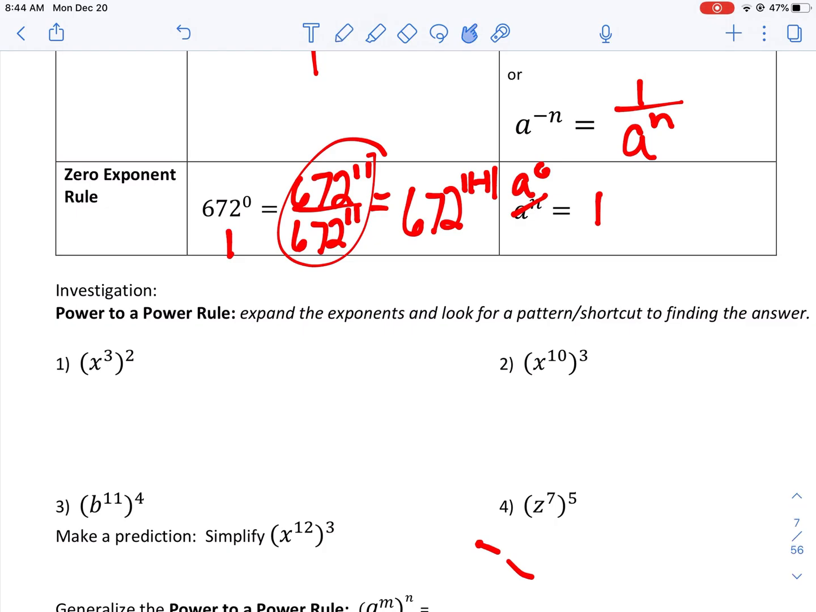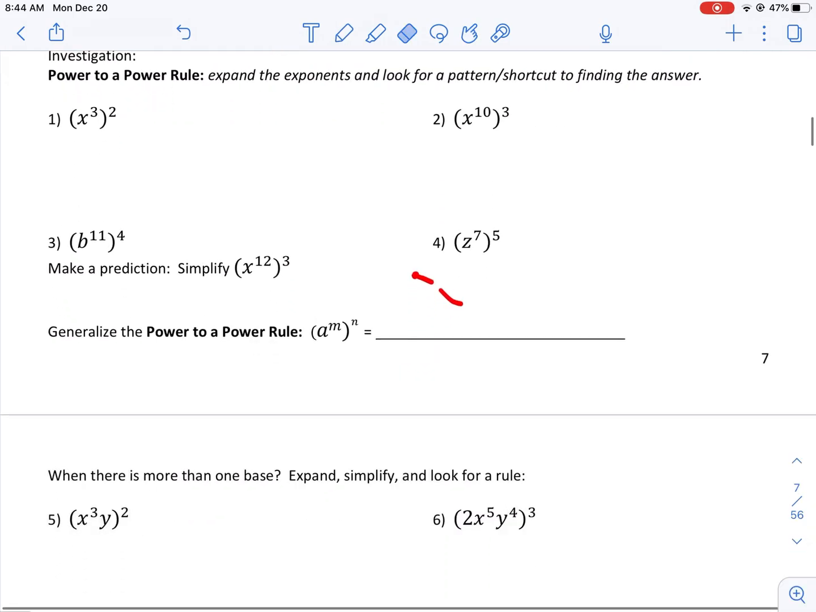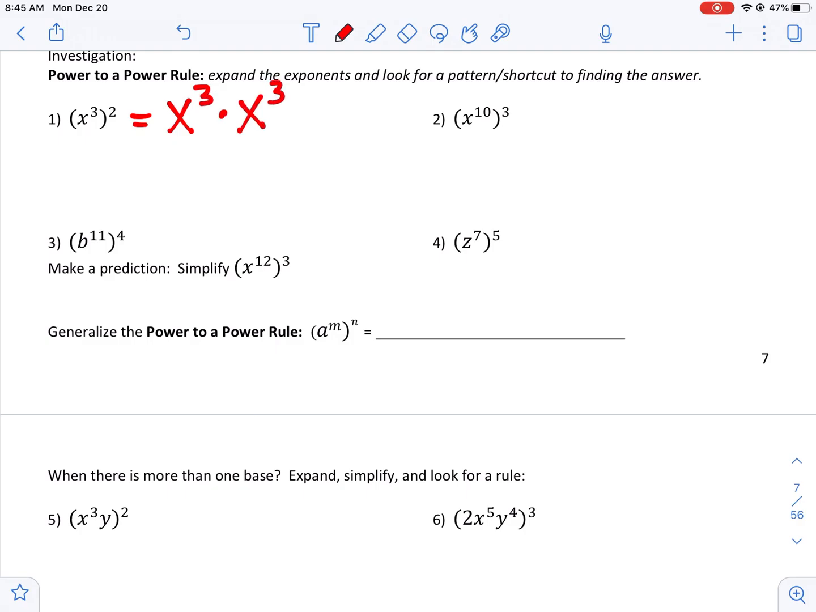So now we're going to investigate a couple more properties here. Our next one that we're going to look at is the power rule. So if we expand this, x to the 3rd, we have 2 x to the 3rds. So this is x, x, x, and x, x, x. So if we add those, or count how many, we have x to the 6th.